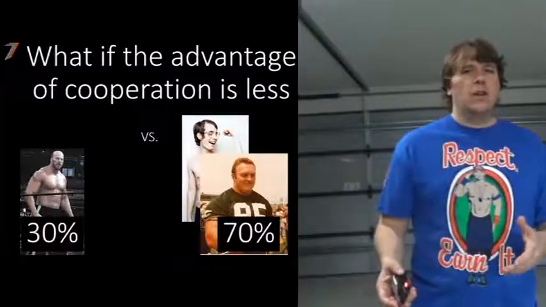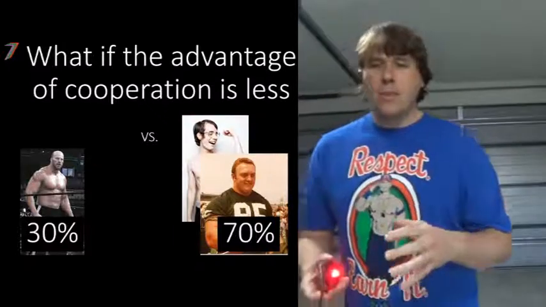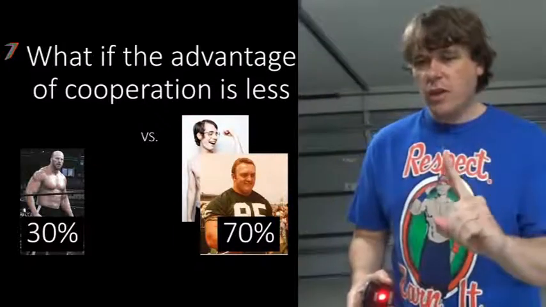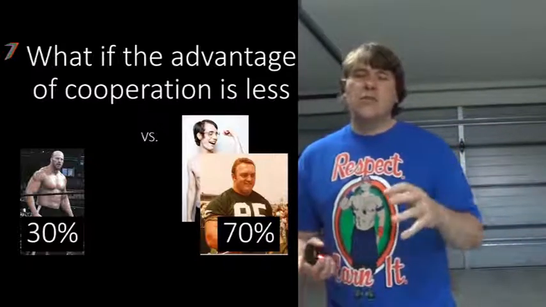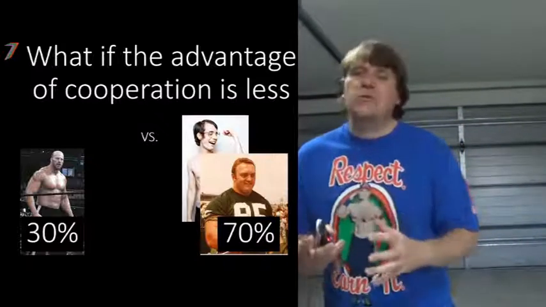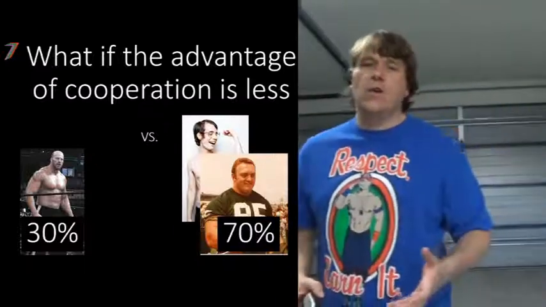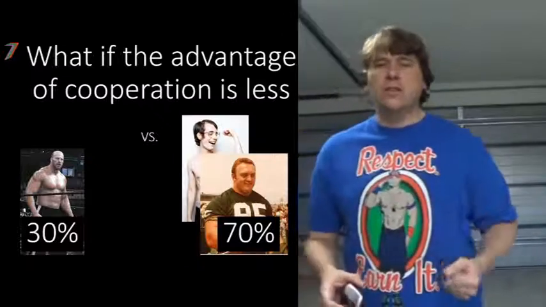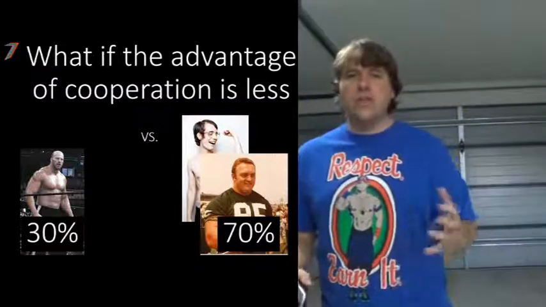So what if the advantage of cooperation is less? So that's interesting as well. So we looked at putting in a stronger new entrant. Let's look at putting in a new entrant that doesn't work as well as we'd hoped with the weaker guy. Maybe they're not on the same wavelength, but they still have a good position. So we talk about a 70% chance of winning against our strong man, who's got a 30% chance of winning now.